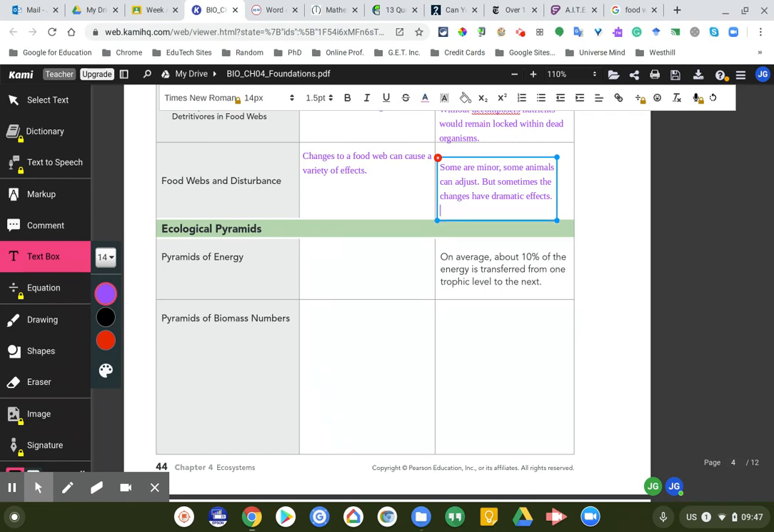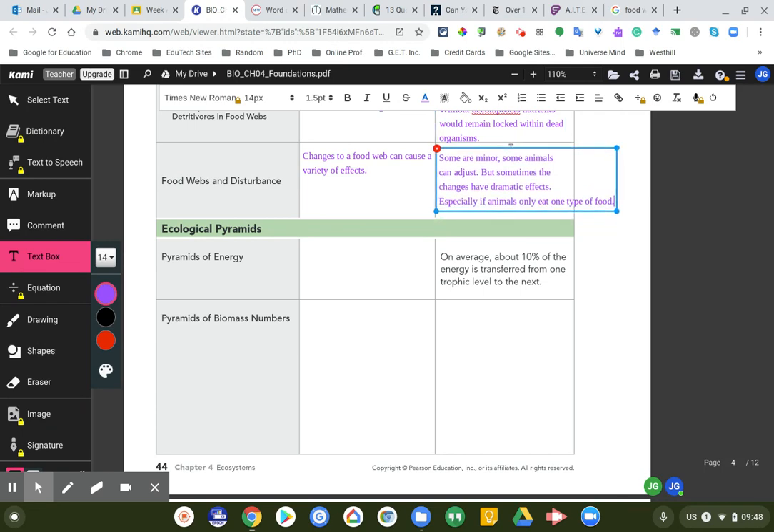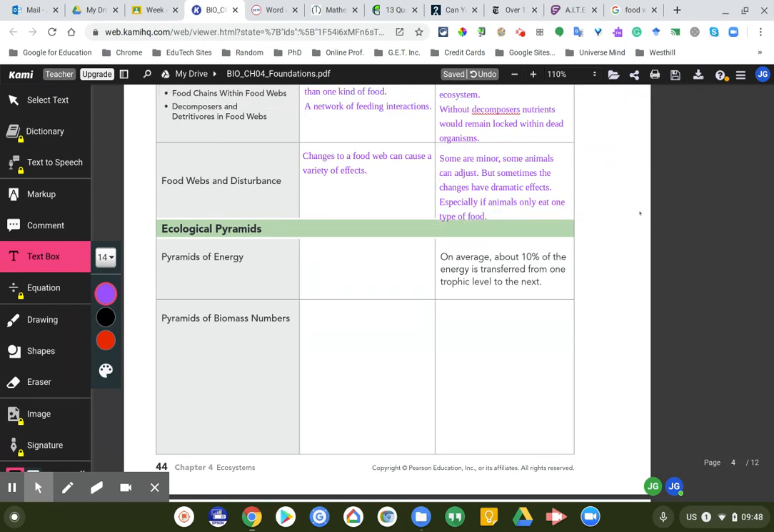I'm gonna write especially if animals only eat one type of food. Now, I'm actually thinking of a specific animal right now, the koala bear. Koala bears primarily, and I think only, eat eucalyptus trees. So that's an issue when those trees are no longer there for them to eat. Think about that. Koala bear is going to starve.